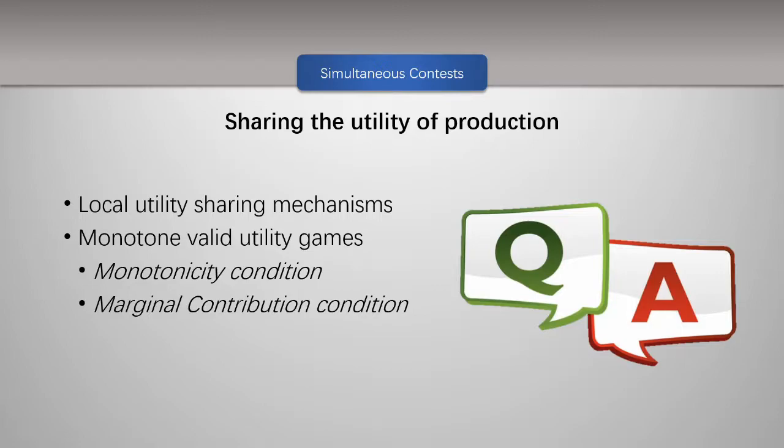Vetta came up with the notion of monotone valid utility games. This is where players' payoffs are according to utility functions whose sum is less than or equal to the value of the social utility function. In addition, the following 2 conditions must hold: the monotonicity condition, which restricts to social utility functions whose value cannot increase by a player opting out of participation, and the marginal contribution condition, which restricts each player's utility to be at least as large as their marginal contribution to the social utility.